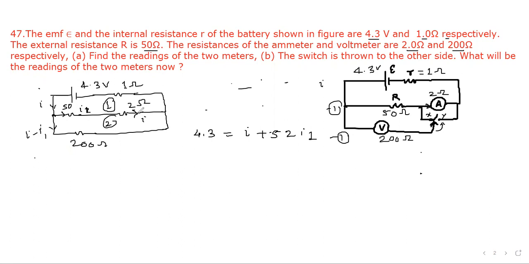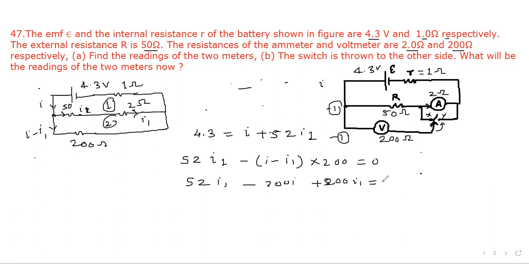So in the second loop, 52 I1, this current is I1, minus (I minus I1) times 200 equal to 0. From where we get 52 I1 minus 200 I plus 200 I1 equal to 0. So it will become 252 I1 equal to 200 I. Or if we divide by 4, 63 I1 equal to 50 I.